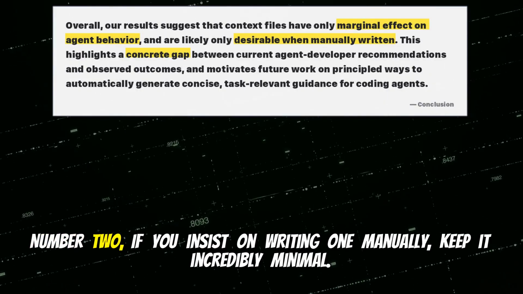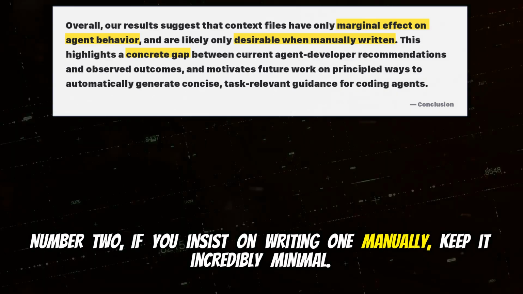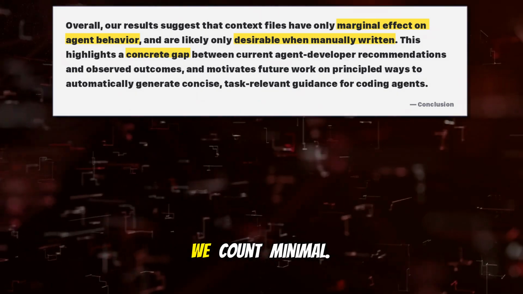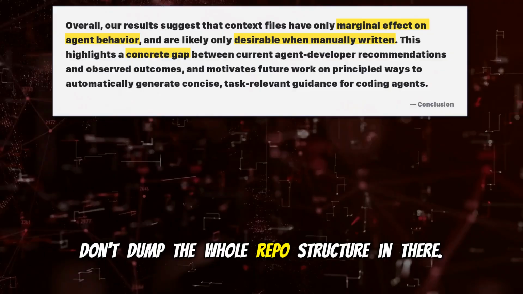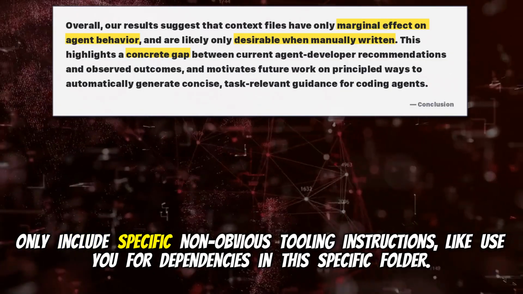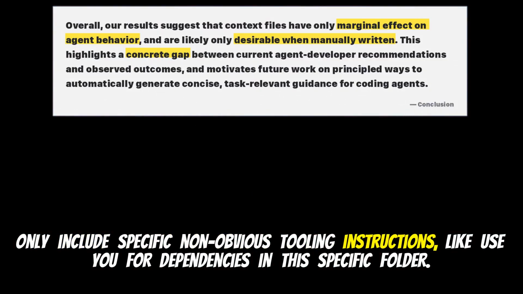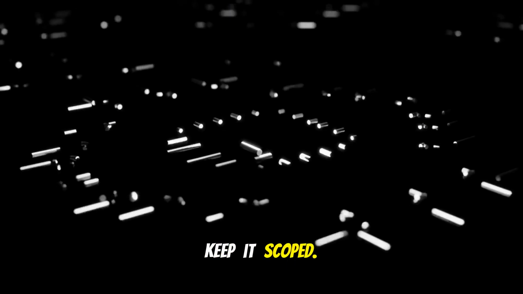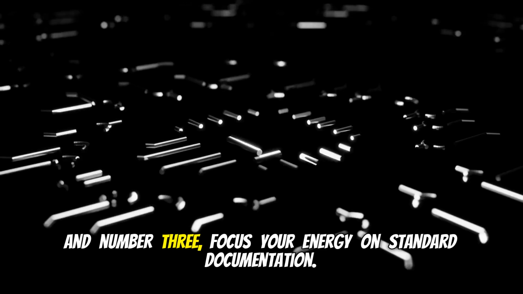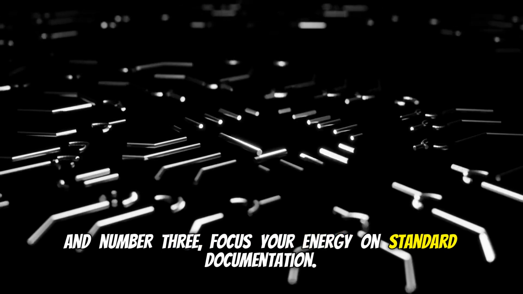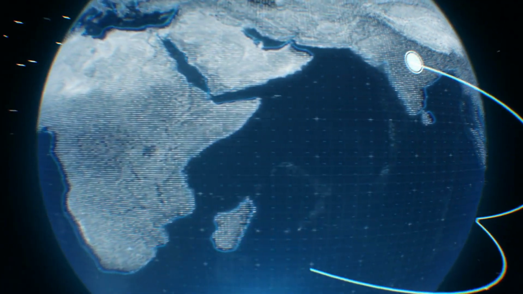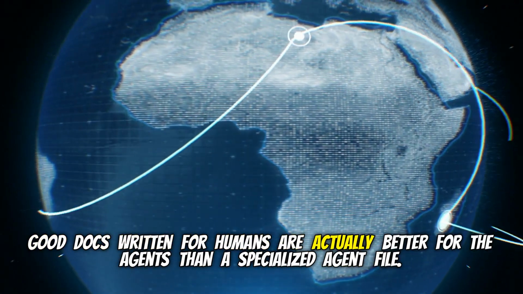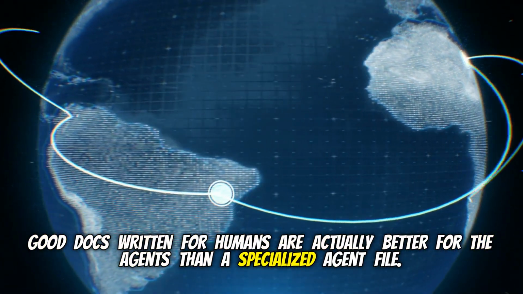Number two, if you insist on writing one manually, keep it incredibly minimal. Like how minimal? Don't dump the whole repo structure in there. Only include specific, non-obvious tooling instructions, like use uv for dependencies in this specific folder. Keep it scoped. Highly scoped. And number three, focus your energy on standard documentation. Good docs written for humans are actually better for the agents than a specialized agent file.